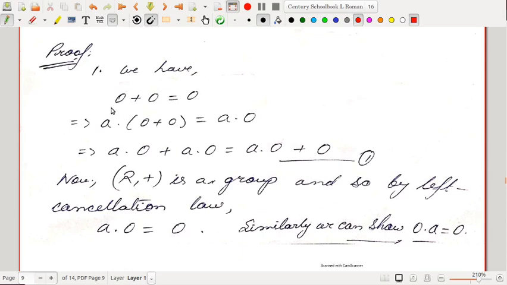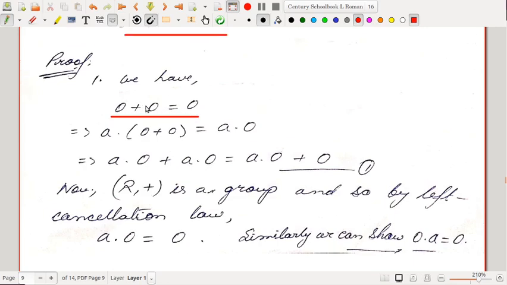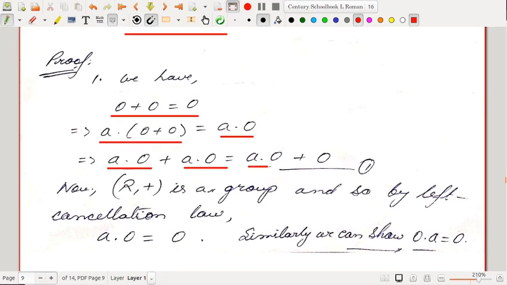So let us see the first one. We have 0 plus 0 equal to 0. This is the property of the identity element, the additive identity: any element plus the identity element is the element itself. So in particular, 0 plus 0 is always 0. If you take a as any element, you multiply both sides, so this is a into (0 plus 0). This element is the same as a into 0. Then you apply the distributive property, so a into 0 plus a into 0 can be written as a into (0 plus 0). This is again the property of the identity element. So a into 0 can be written as a into 0 plus 0.